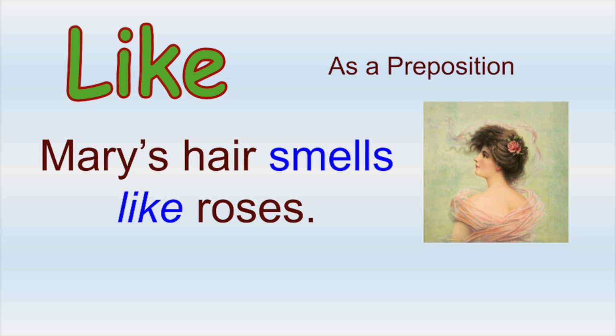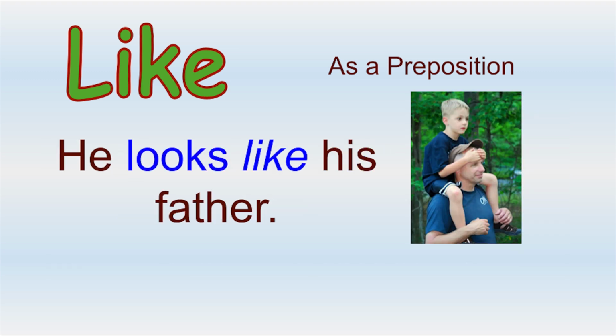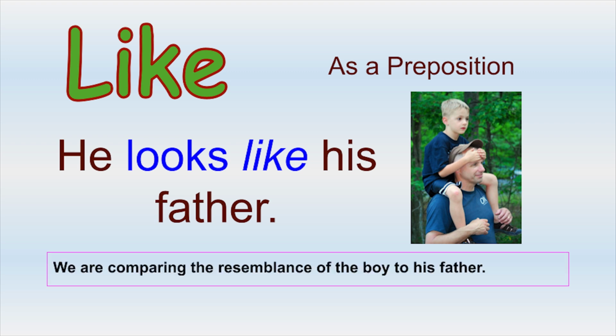For example, Mary's hair smells like roses. Instead of saying Mary's hair is like roses, we're being more detailed by saying her hair smells like roses. We're comparing the scent of Mary's hair to the scent of roses. He looks like his father. This is being more detailed. Instead of saying he is like his father, we are giving more details of the similarities by telling you that he looks like his father. We're comparing the resemblance of the boy to his father.